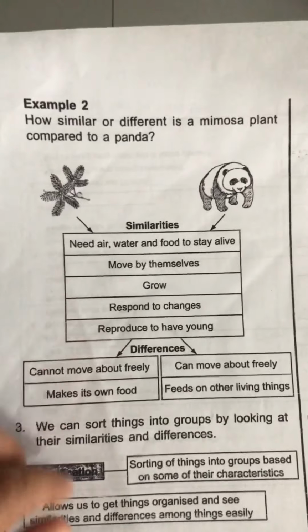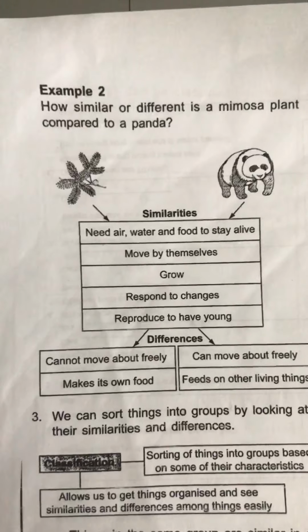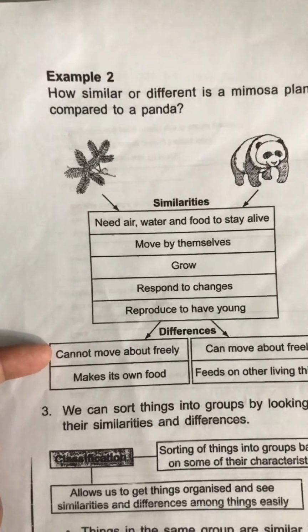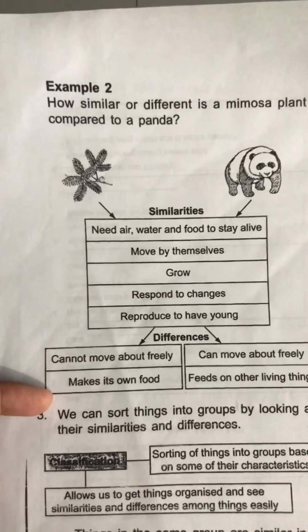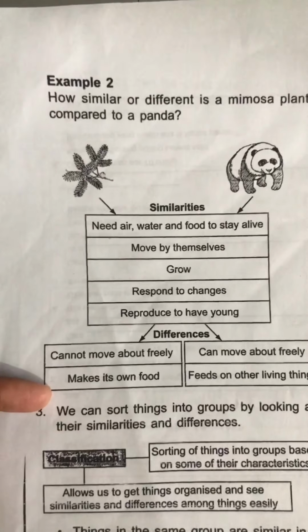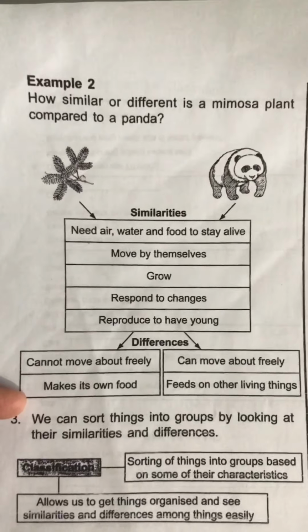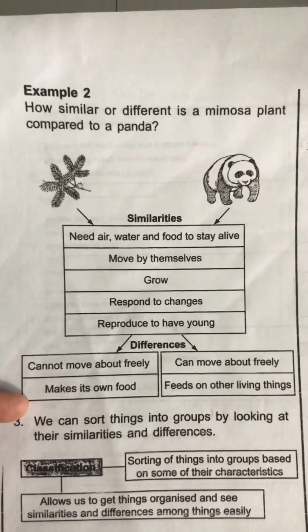Besides that, they also have differences. Plants cannot move about freely, so they stay in place. And they make their own food. It is called the process of photosynthesis, which is making food by the plant with the help of sunlight.